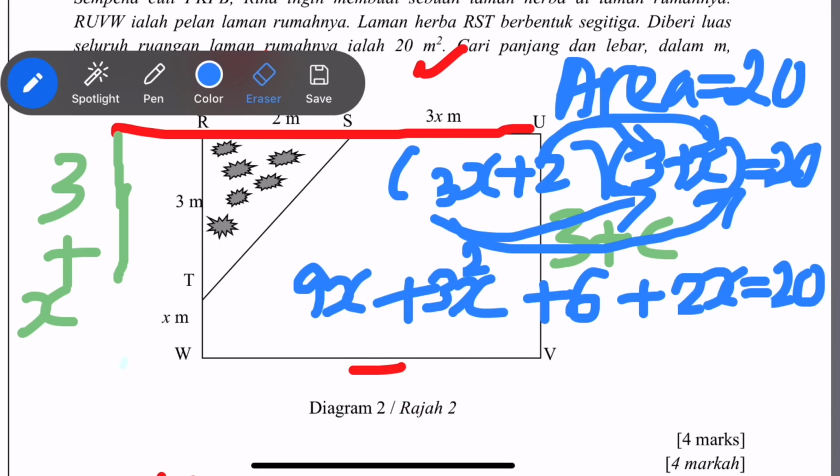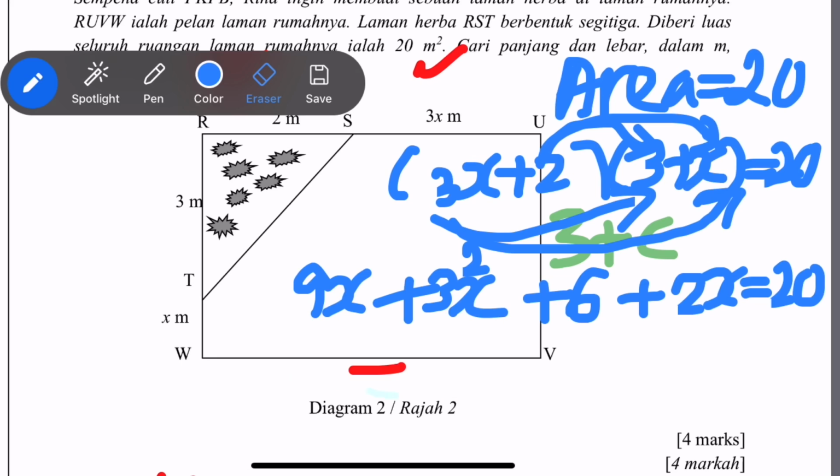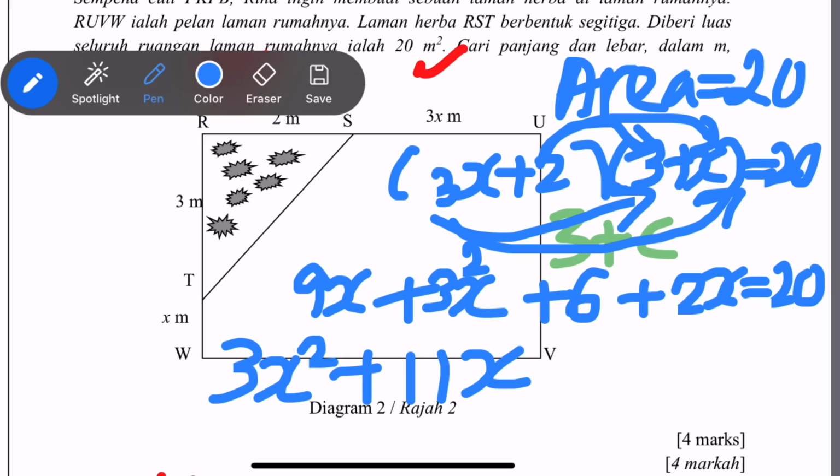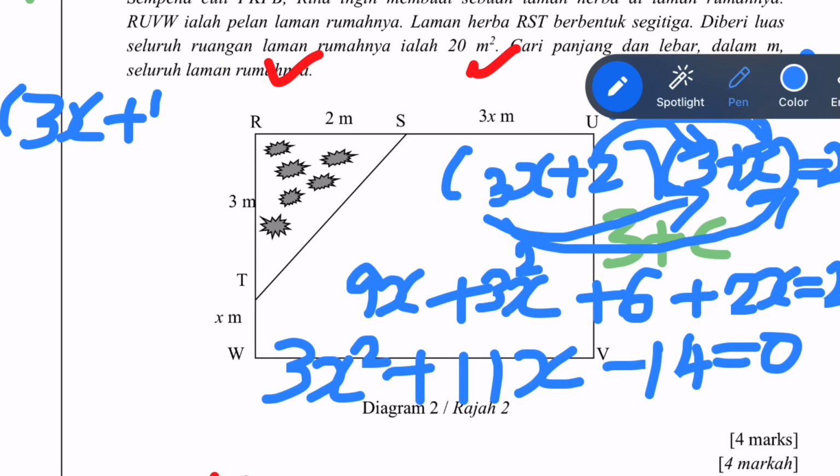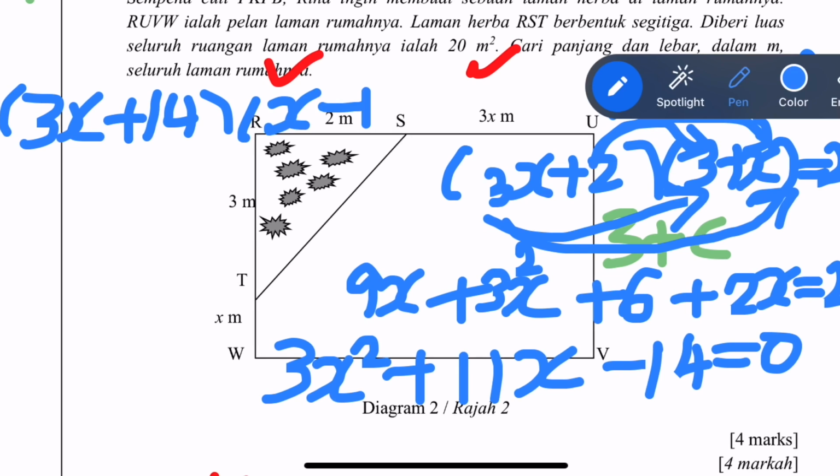And then you need to arrange in general form. Remember that for all quadratic equations, before you solve, you must arrange in general form. So let's write again: 3x squared plus 11x minus 14 equal to 0. Do it carefully and double check your answer. You can use your calculator to factorize and make sure you write the factors like this.